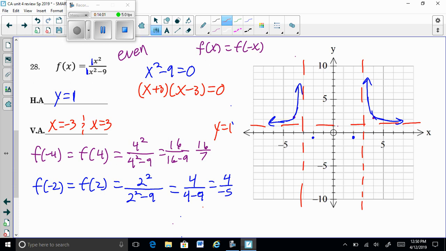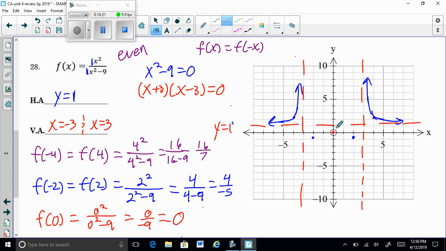And then we'll go ahead and plug in f of 0. That would probably be a pretty easy one to find. So 0 squared over 0 squared minus 9. So we end up with 0 over -9, which is just 0.